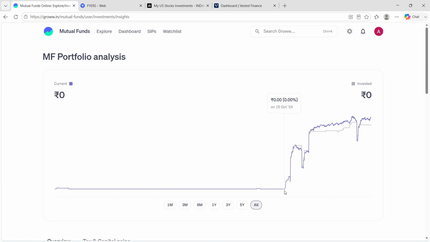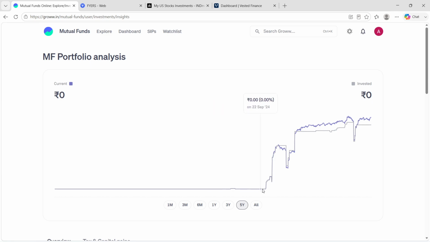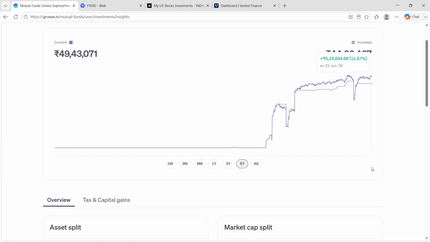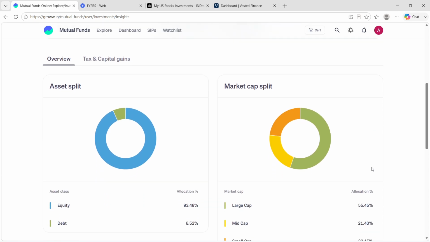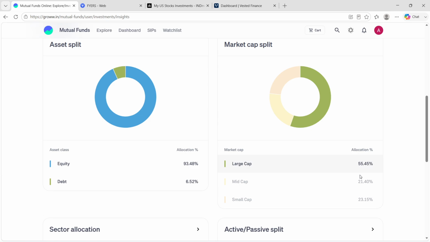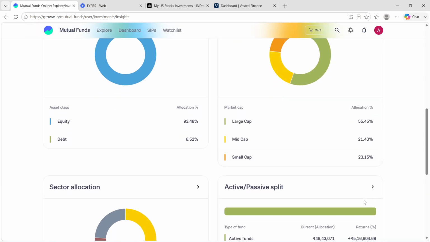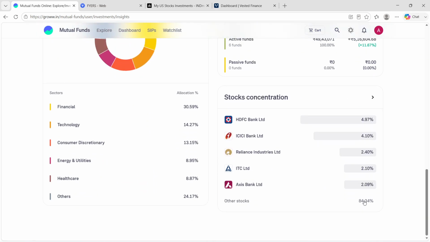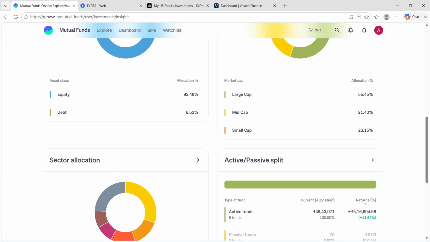When I started the mutual fund investment, it was around 2024. When I started the stocks, at the same time I started the mutual funds as well. And you can see the journey with ups and downs in between, up to here. And coming to the overall investment, if you see, large cap I have 55 percent, mid cap 21 percent, and small cap around 23. And this is all about the Indian investment.